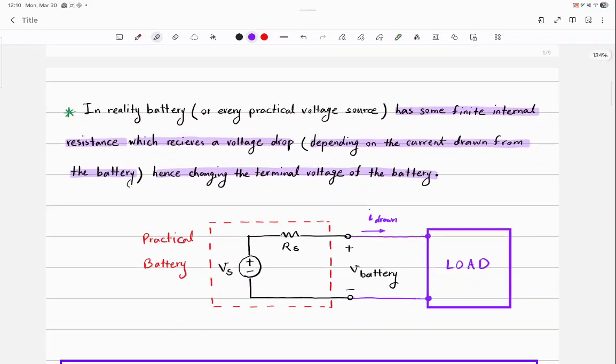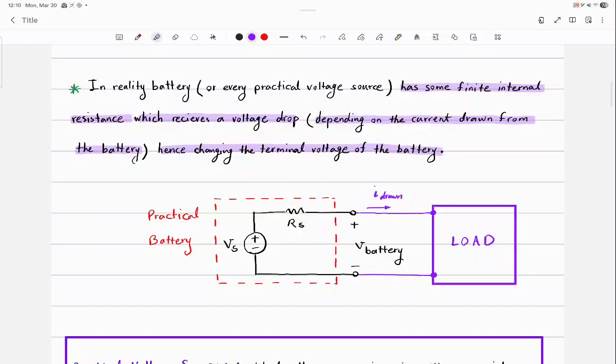Now, okay, so first of all, what is Vs? It's an ideal voltage source, right? How do we model a practical voltage source? Look at the dashed red line. Whatever is inside that is called a practical voltage source, which is an ideal voltage source in series with a resistor. Everything making sense so far? Okay? Very good.